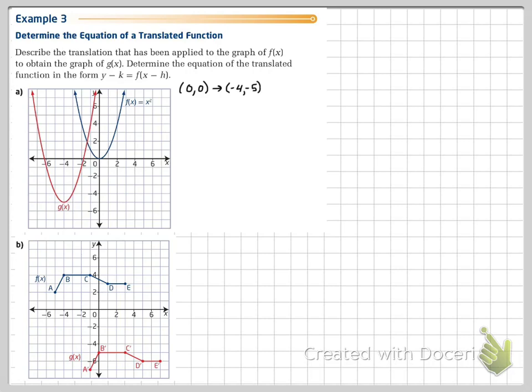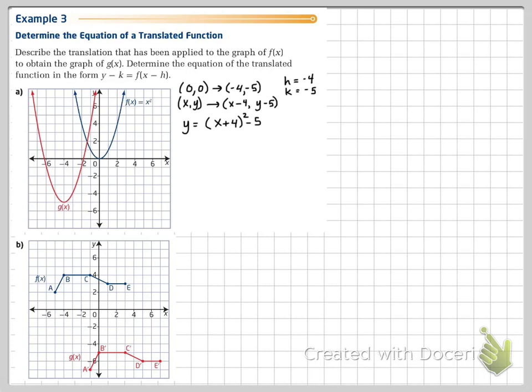So if I pick one of the points that's been shifted, the vertex 0, 0 becomes -4, -5. So that would mean that every point x, y on my plane, x is going to shift 4 units, and y is going to shift 5 units: 4 units to the left and 5 units down. That means that h is going to have a value of -4 and k is going to have a value of -5.